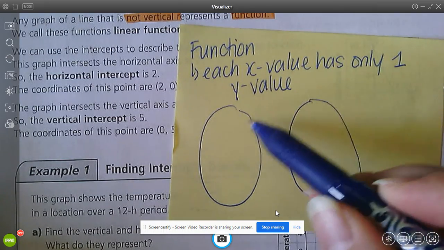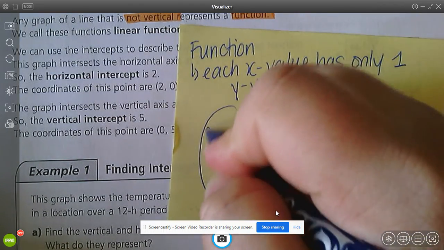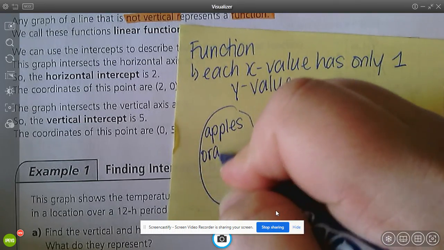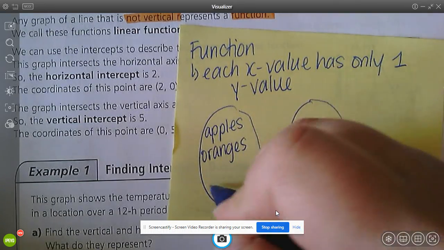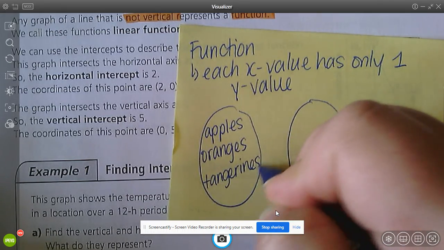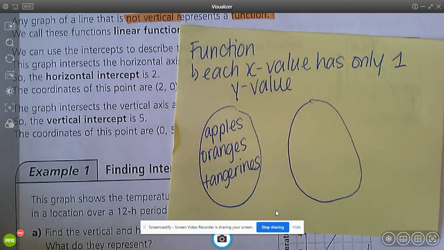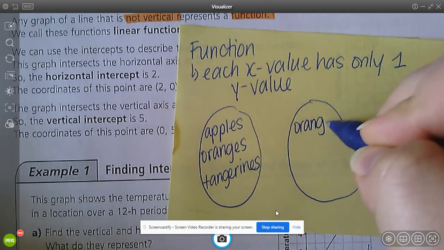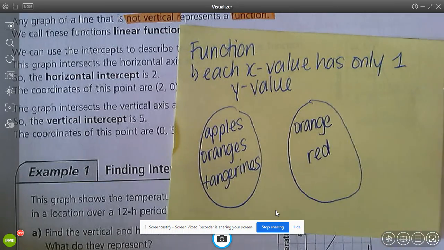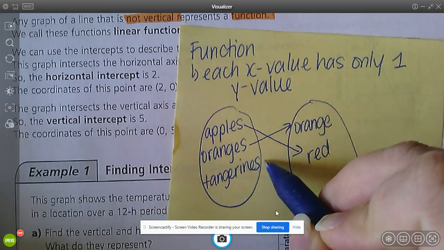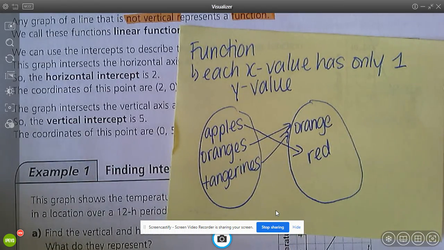So if we had something like some fruits, and then the colors of the fruits, we could have apples, oranges, and maybe tangerines. Okay, and then in the other circle of our arrow diagram, we could have something like the color of these said fruits. So orange and red, okay? So our apples are obviously red, and our oranges are orange, and our tangerines are orange as well. So this would be a function.